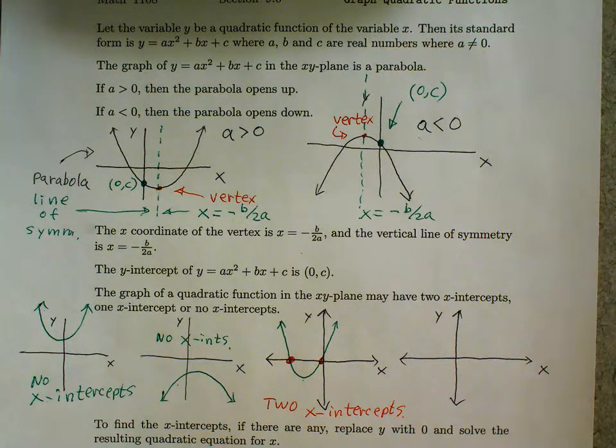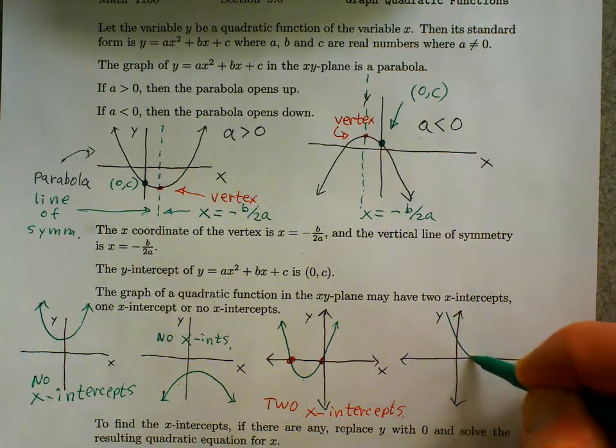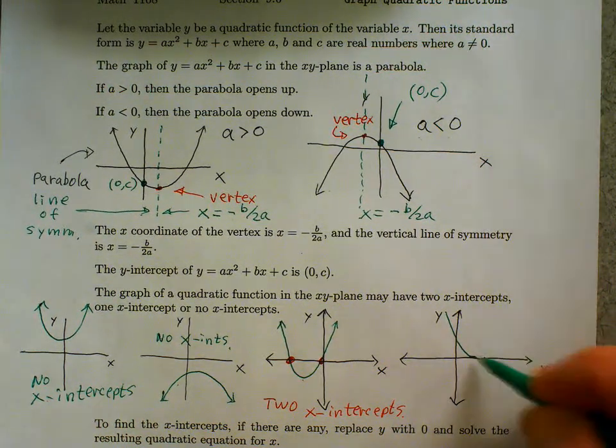So what does that mean if there's one x-intercept? The highest or lowest point is on the x. Right. If there's exactly one x-intercept, then the vertex is on the x-axis, and so the vertex is the same as the x-intercept. If the parabola opens up, then the vertex on the x-axis is the lowest point.